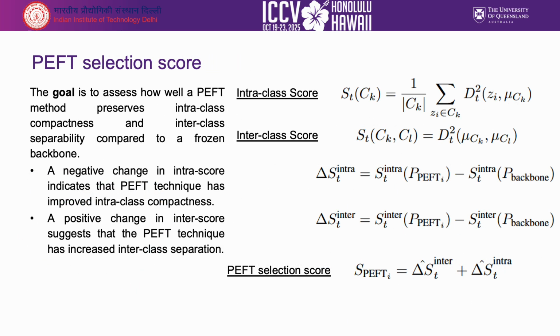Our PEFT selection score combines two components, both measured using diffusion distance. The goal is to see how well a PEFT method improves on the frozen backbone. First, the intra-class score quantifies how compactly feature embeddings cluster within the same class. Second, the inter-class score measures the separation between different class means. Our final score is the linear combination of the two normalized change metrics, which represents the overall improvement in feature space quality.